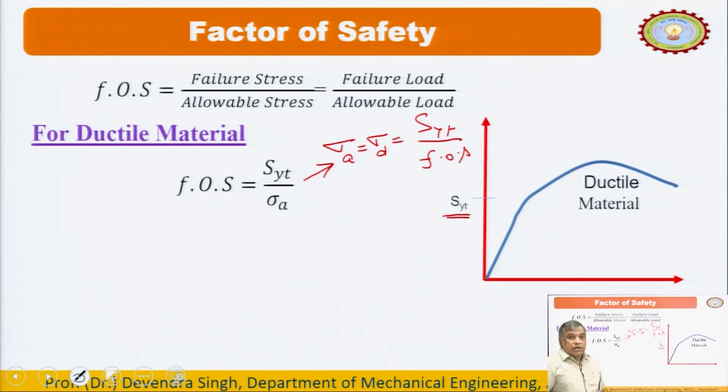And if it is in working condition, the working factor of safety you can calculate as the failure stress upon working stress. Sometimes in an interview or in a question paper, you may be asked what is the design factor of safety, what is the working factor of safety. So, this you can speak.